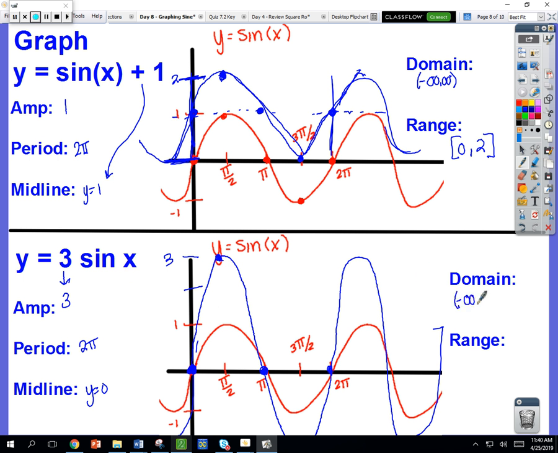Domain hasn't changed. It's negative infinity to positive infinity. Now the range goes from -3 to +3 this time, because that's my y values.